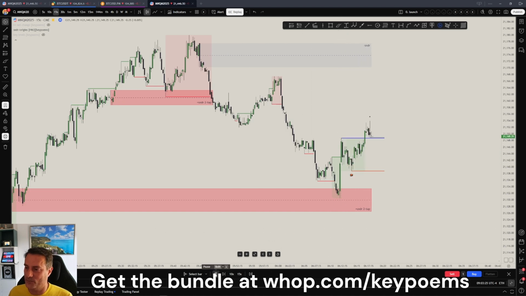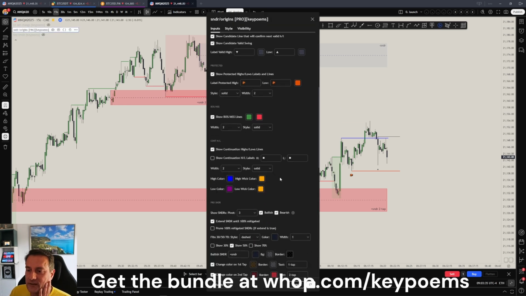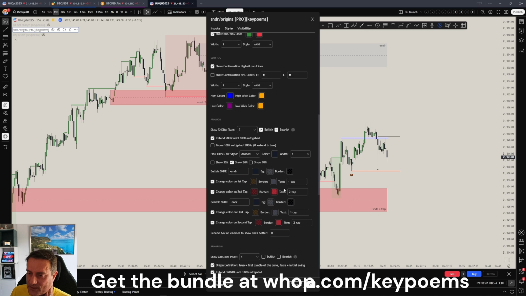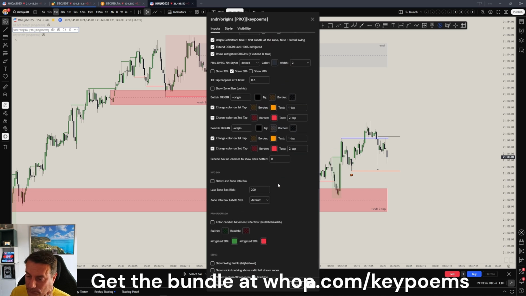What else can I show you about the indicator? Let's see how long I must be talking for. Okay, half an hour. So you can customize the color, you can customize the icons. Remember to play around with the pivot, how many candles to use to mark the SNDRs, how many candles to use to mark the origins. I also have something, I don't remember if I changed it now.